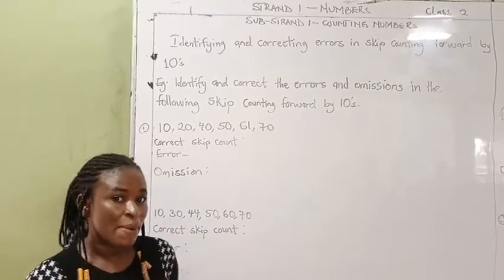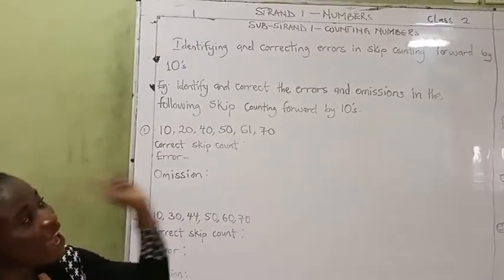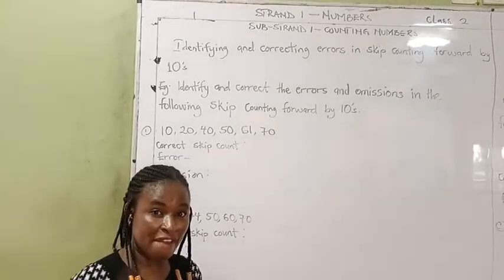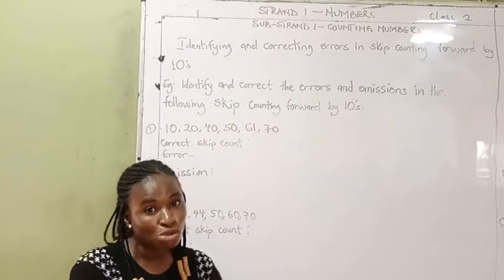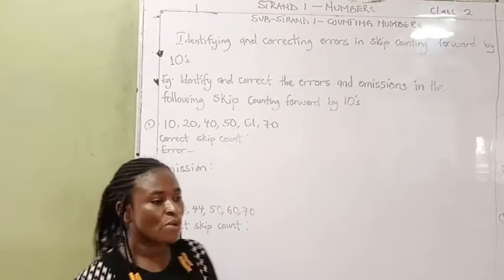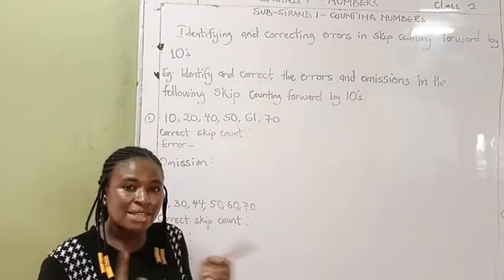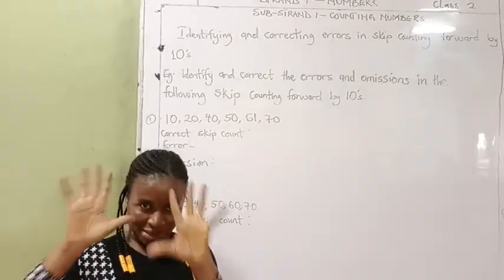I believe you remember our previous lesson. In our previous lesson, we were to identify and correct errors in skip counting forward by fives. But this time we are going to do it by 10. So we are going to identify and correct errors and omissions in skip counting forward by 10.